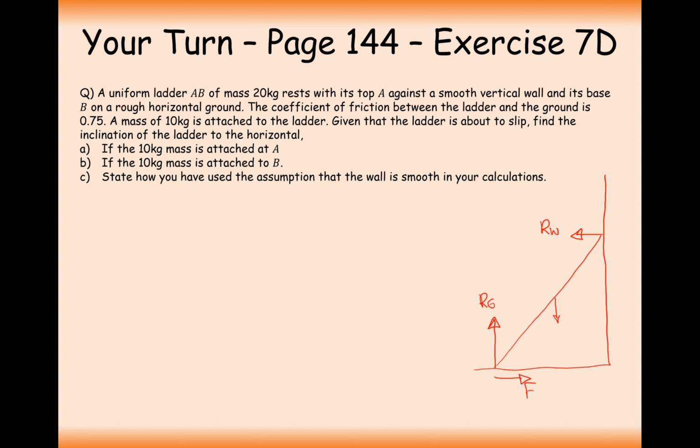So there we are. I'll put that roughly in the centre there with a 20g force on it. The coefficient of friction between the ladder and the wall is 0.75, so I'll add that onto my diagram below there. A mass of 10 kilograms is attached to the ladder. Given that the ladder is about to slip, find the inclination of the ladder. Oh great, we've got to find the angle here.